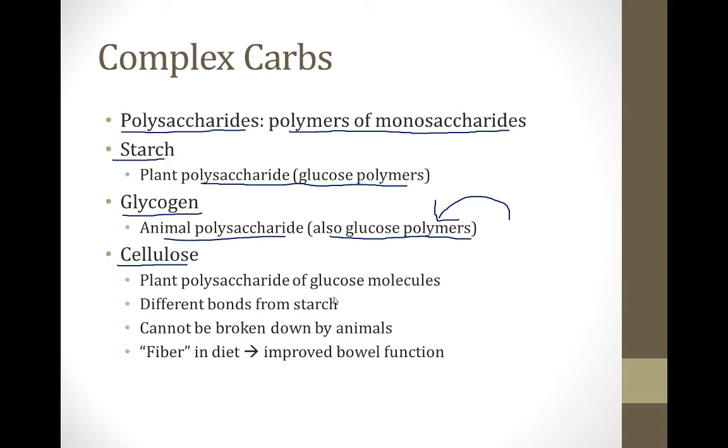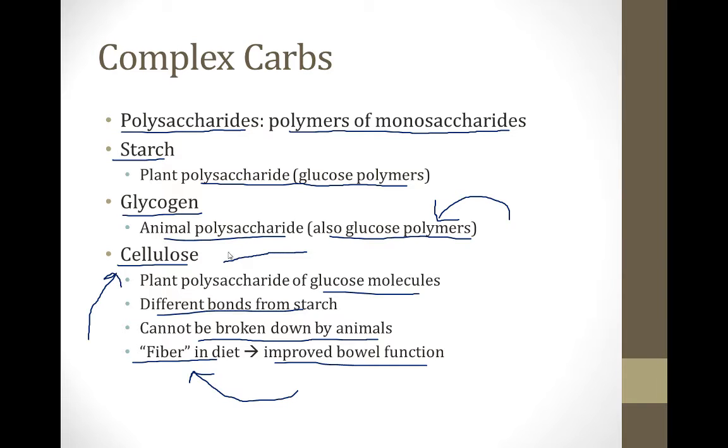This is a plant polysaccharide of glucose molecules, but it has different bonds from starch and it cannot be broken down by animals. So when we say that people need to have fiber in their diet, we're often talking about cellulose because it's not broken down in the human GI tract. It adds bulk to our stool and improves bowel function. For many elderly patients with constipation, you will recommend fiber in their diet, and what you are recommending is these cellulose molecules that cannot be broken down in the GI tract.